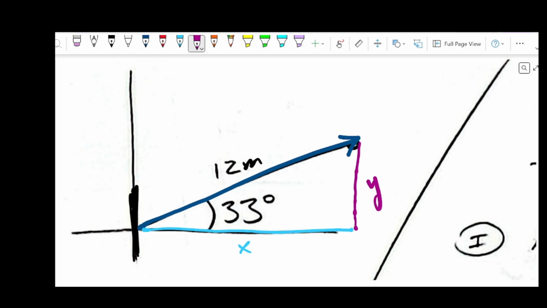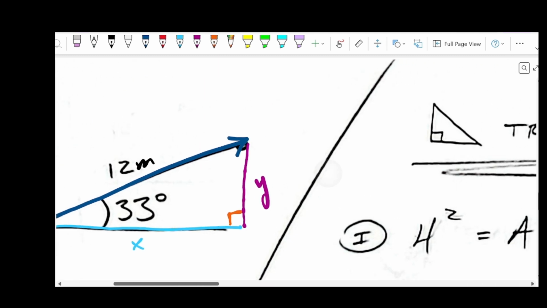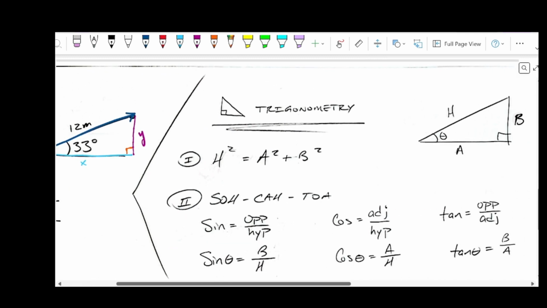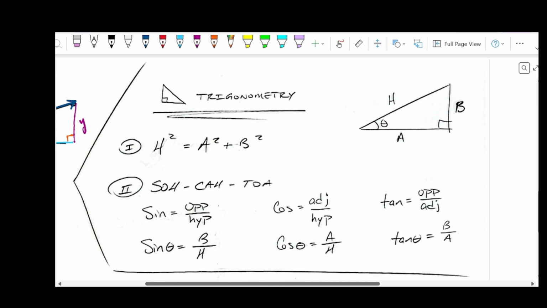then those x and y are going to be the components of my 12 meters. Now you can see, if I put a little right angle in here, that I'm working with a right triangle. So vectors are basically right triangles. All right, not a problem. Let's learn about all the trigonometry that we need to solve for vectors. Vectors are basically right triangle trigonometry. This is our bread and butter of the situation.